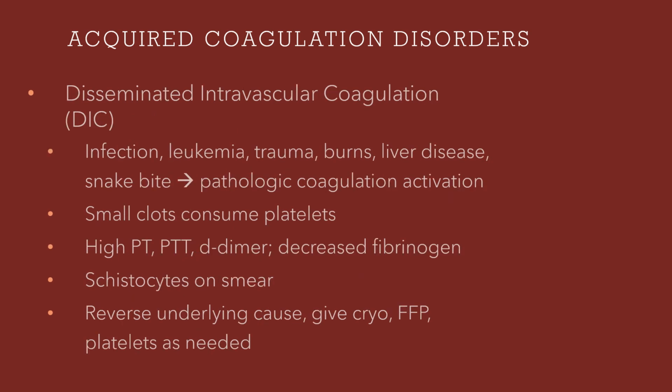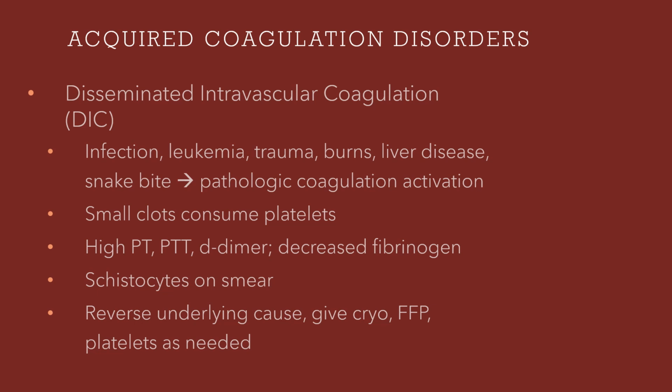Finally, we'll talk about DIC, or disseminated intravascular coagulation. This can be caused from infections, leukemia, trauma, burns, liver disease, or snake bites. And then we have a pathologic coagulation activation. So issues with sepsis and then small clots that start consuming your platelets. You'll see a decreased fibrinogen, but a high PT, PTT, and D-dimer.